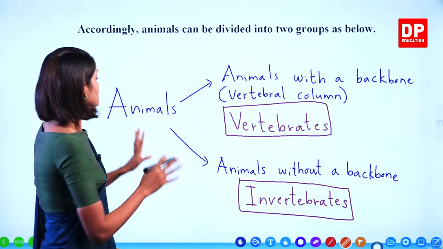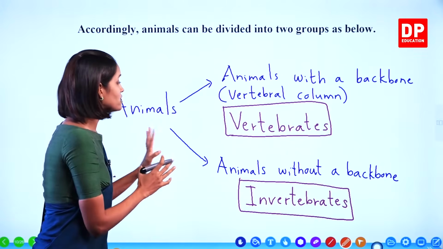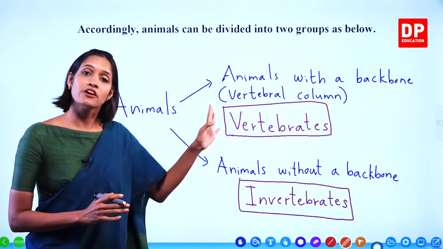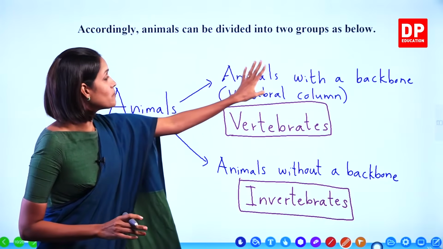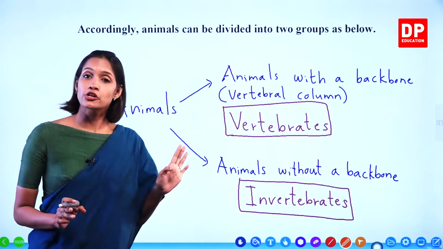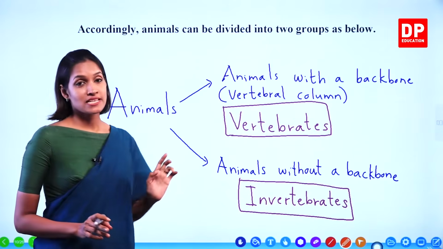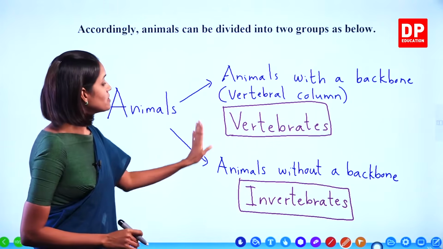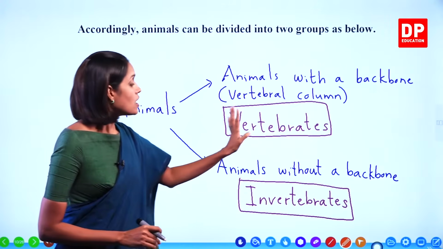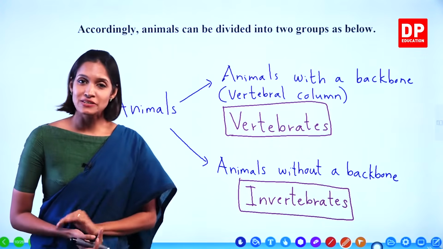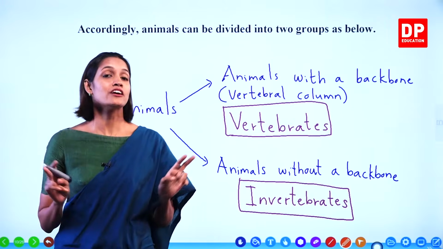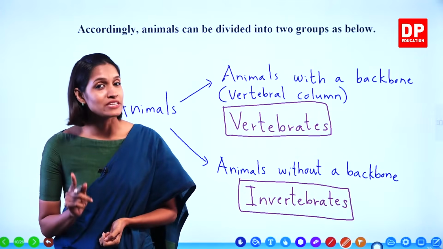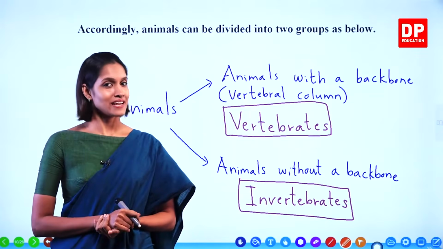Okay, children. So animals can be divided into two groups based on the presence and absence of the backbone. Animals with a backbone or the vertebral column are known as vertebrates, right? And animals without a backbone are known as invertebrates. So based on the presence and absence of backbone, there are two groups of animals, vertebrates and invertebrates. Understand, children?